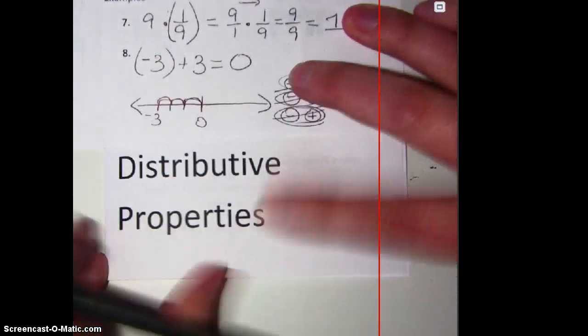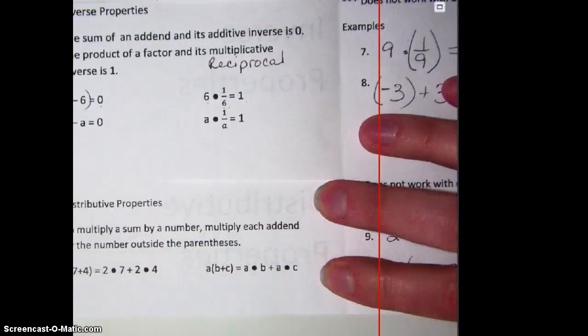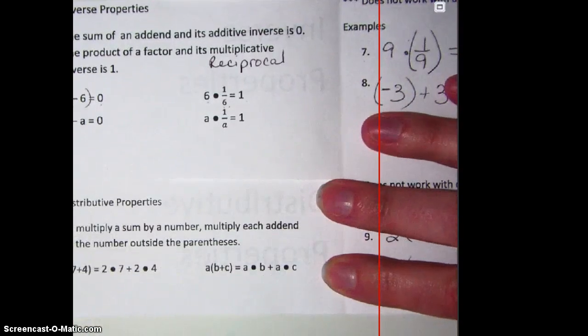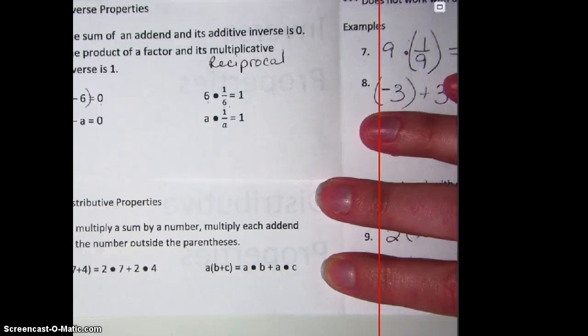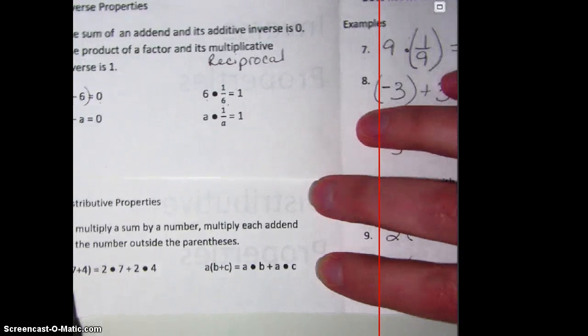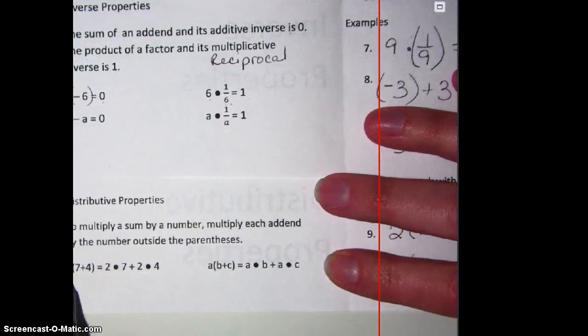Last example, and that is the distributive property. The distributive property says to multiply a sum by a number, multiply each addend by the number outside the parentheses. Wow, that's a lot of words that are kind of unable to work with. But take a look at this particular problem.